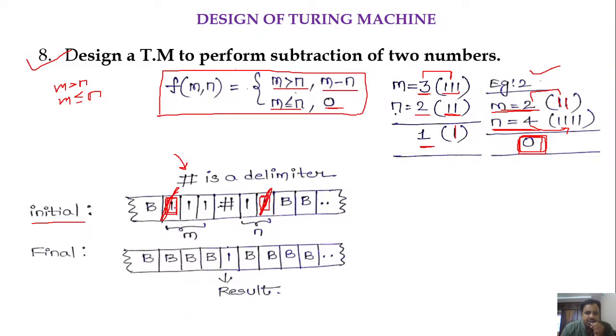Next one. I am having another one, that is the second one in m. I am cancelling this one with respect to the second last one in n. Then here I am having the third one in m. So I do not have any ones in n to cancel. So what I will do here is simply mark this one with blank, and replace this hash with one.